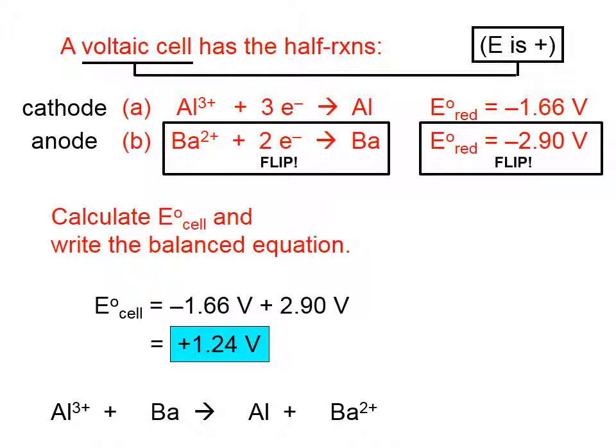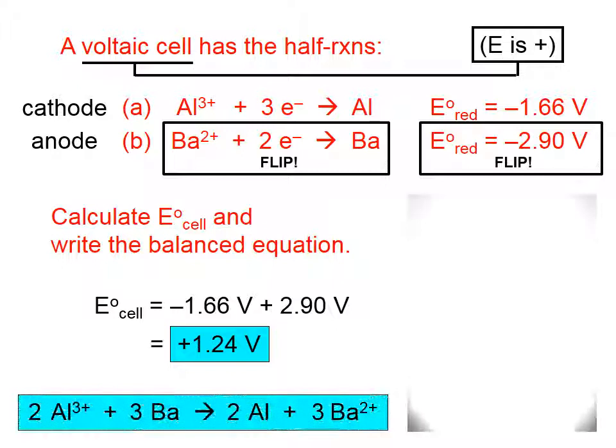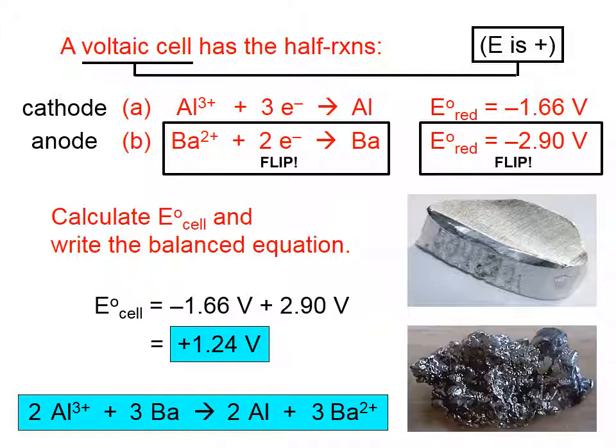You might think that that's balanced because we have one atom of each type on each side of the equation, but remember that the charges also have to balance. So we need to put 2 aluminums and 3 barium. That will allow the total charge on the left to be positive 6 and the total charge on the right to be positive 6 as well.